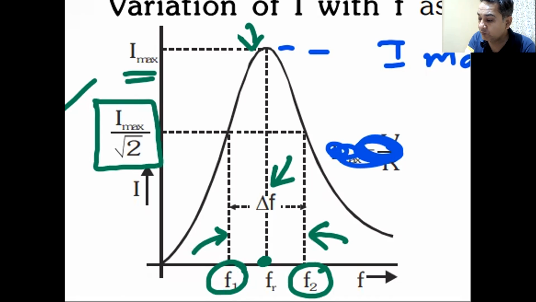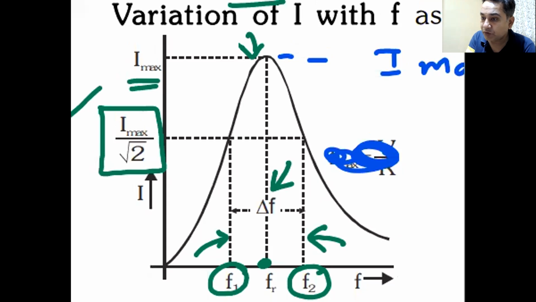I hope you will draw it correctly. Just draw this graph and you might have a question just based on this graph. 2 graphs between Z and F, between I and F. I max, maximum current happens at frequency, resonant frequency. Then there are 2 frequency on the right and left where the current becomes I max by root 2.